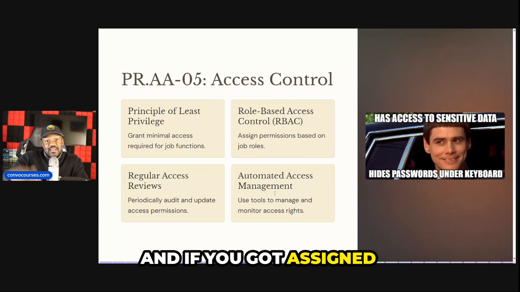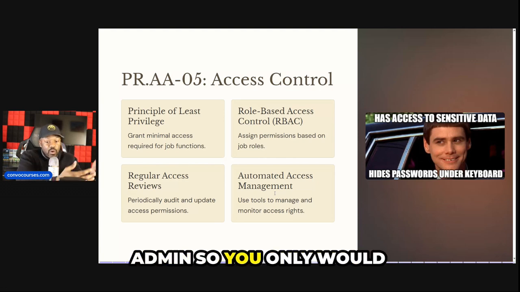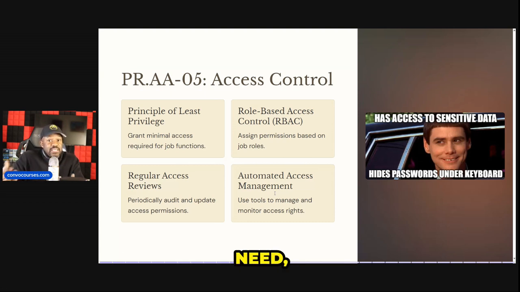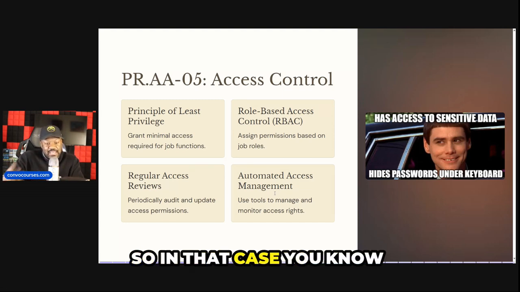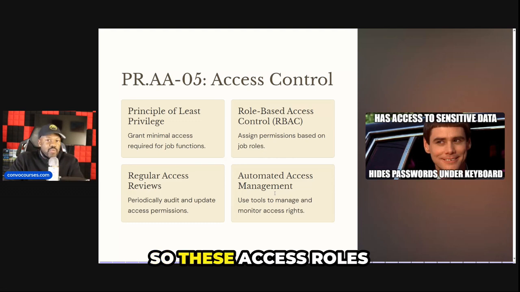And if you got assigned to do Microsoft systems, maybe you don't have access to those because your role is a Linux admin, so you only would have access to those things. Maybe you're just a normal user and you only need rights to your local laptop. So in that case, your role would be attached to that particular role. So these access roles and privileges are supposed to be reviewed on a regular basis, and that's going to be a part of PR.AA5 access control.